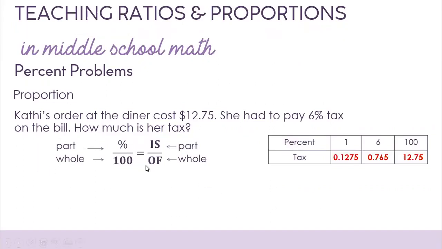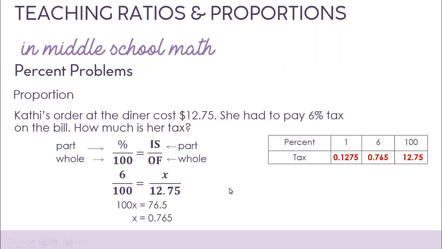Now, this is how I set it up with my students sometimes. Percent over 100 equals is over of. And I always label the part and the whole. So if you were using this one with students, we would then put the 6 where the percentage is what we're looking for. What is 6% of the bill? And then 1275 is our of. We are finding 6% of 1275. And then cross multiply and find the same answer.